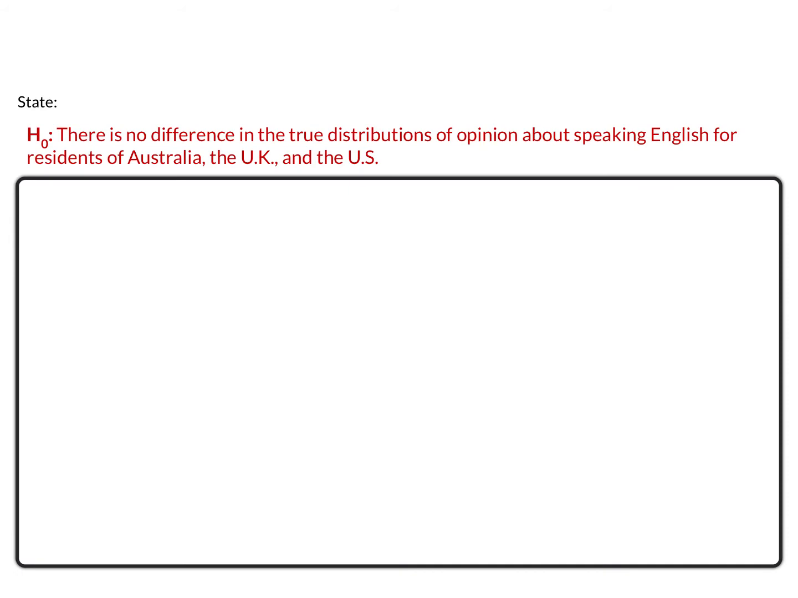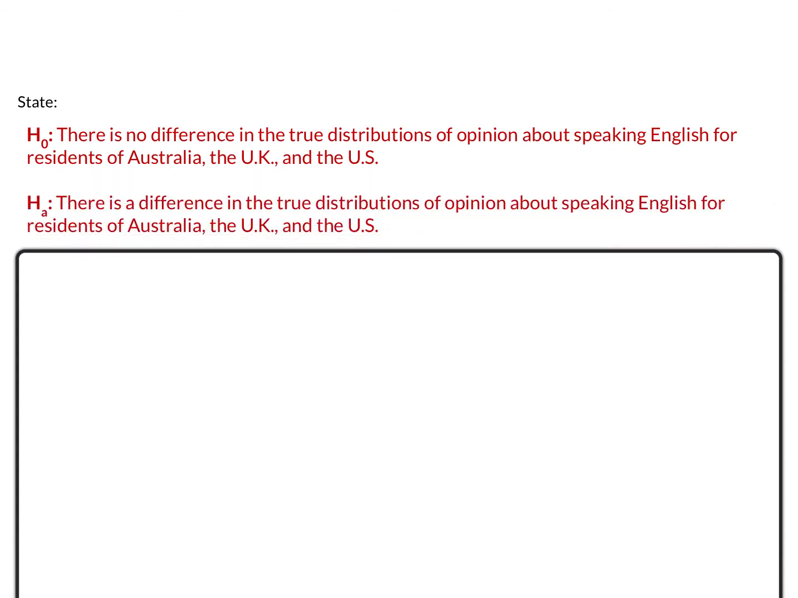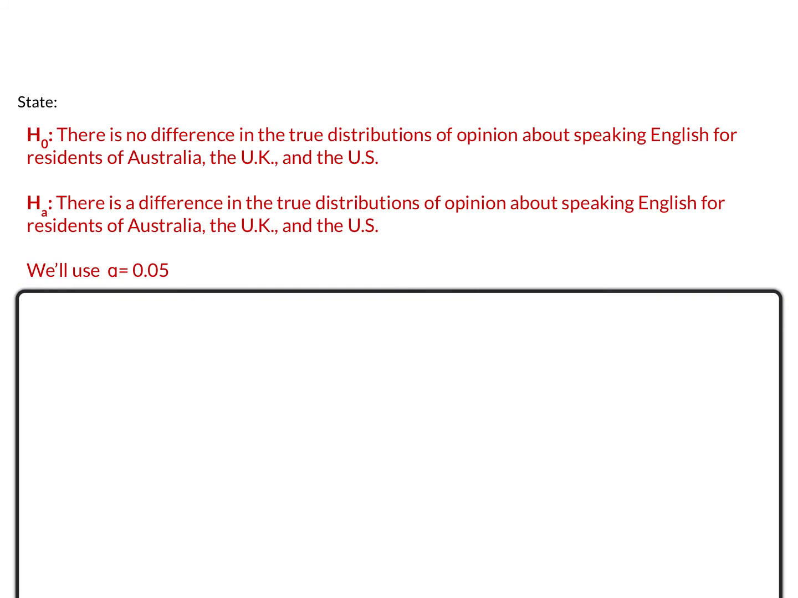So we're going to go through our process here. We're going to begin by stating our null, which is a statement of no difference. So I've said there is no difference in the true distributions of opinion about speaking English for residents of Australia, the United Kingdom, and the US. So notice I've added context to my null hypothesis. For my alternative, I'm stating that there is a difference in the true distributions of opinion about speaking English for residents of Australia, the UK, and the US, and I'm going to state at my alpha level of 0.05. So just notice that we don't have to really define our parameter here because we don't have a parameter. We're not looking at mu or a proportion.